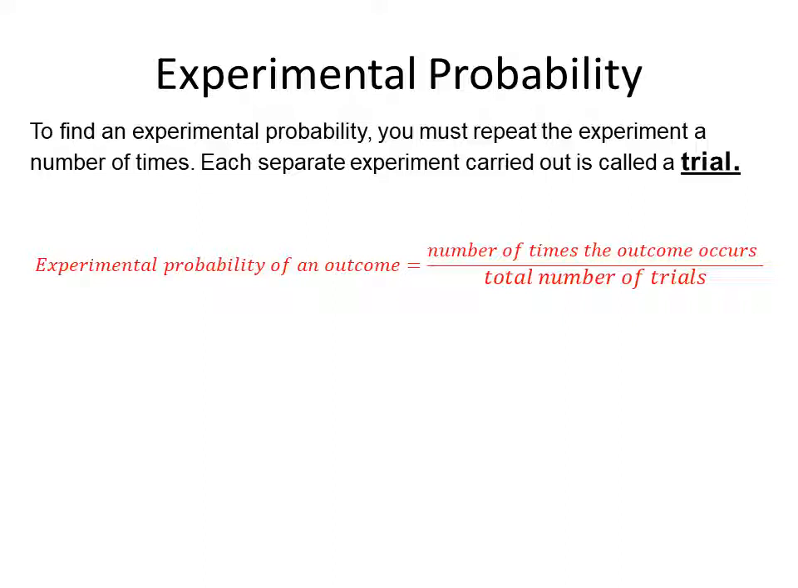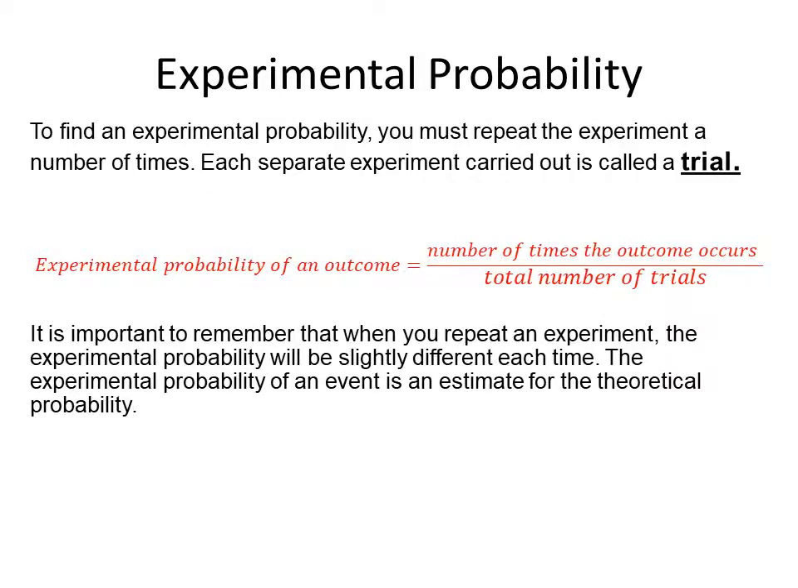So what's the meaning of experimental probability? To find an experimental probability, you must repeat the experiment a number of times. Each separate experiment carried out is called a trial. I have my own trial, you have your own trial, and your friend has his own trial. How to find it? We divide the number of times the outcome occurs by the total number of trials, like we did when we flipped the coin. The number of times heads occurred was 7 out of the number of trials, which is 10.